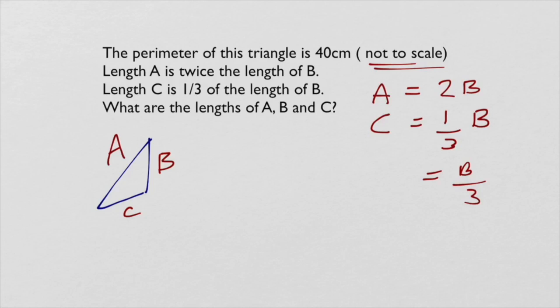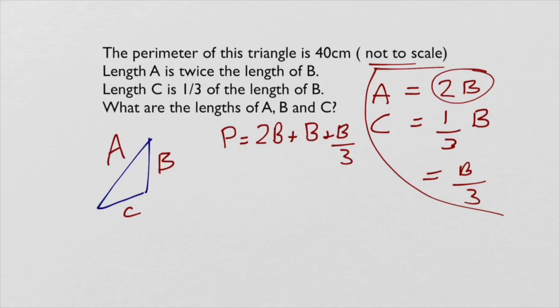So now I can make my equation where perimeter equals the three sides added together. So A is the same as 2B plus B itself plus B over 3. Let's leave that to one side. Okay, and then we can simplify that and put in the information we know. So we know that perimeter equals 40 centimeters. So I'm going to write underneath 40 centimeters. 2B plus B equals 3B plus B over 3. And that is an equation that I can solve, and once I find B, I can find the other two lengths.